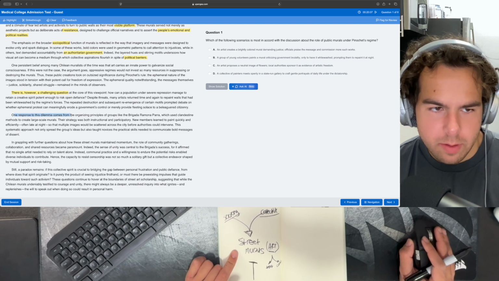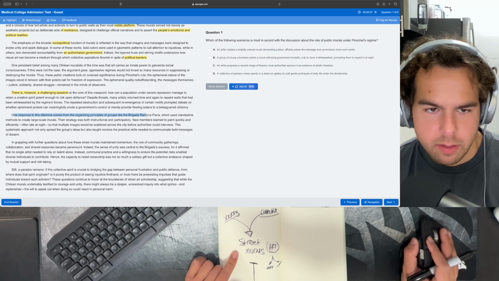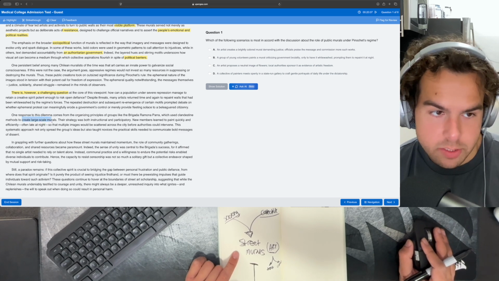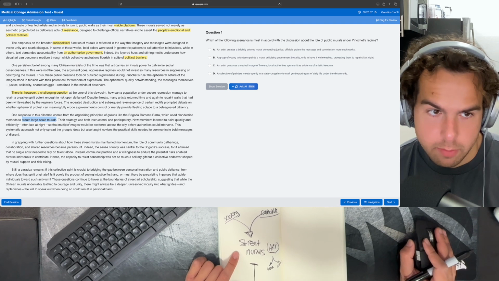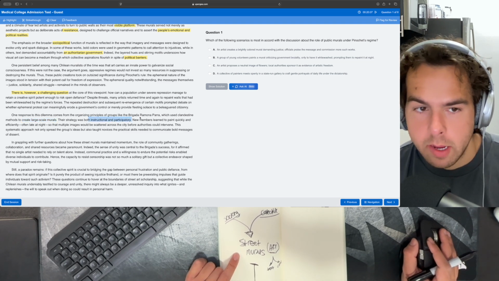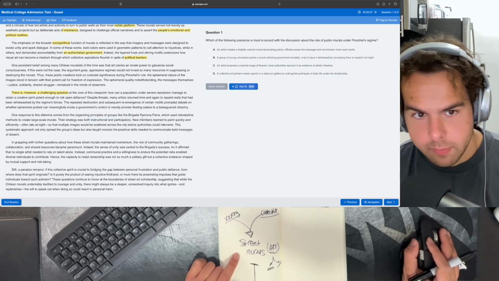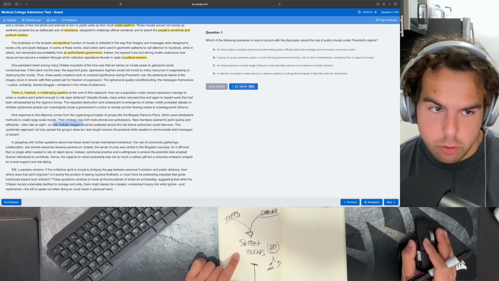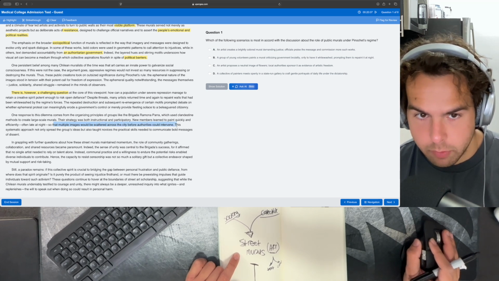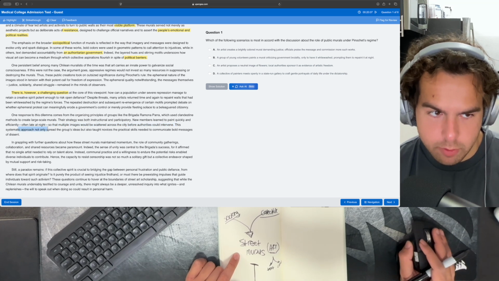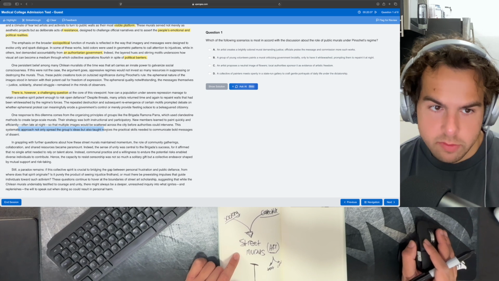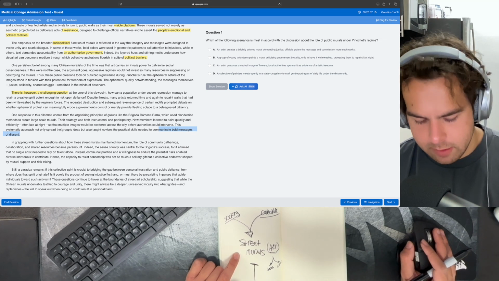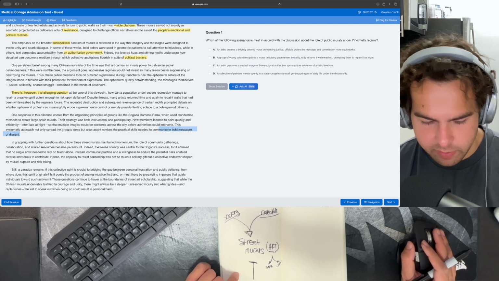So one response to this dilemma comes from organizing principles of groups like the Brigada Romana Para, which use clandestine methods to create large-scale murals. Okay, what does that mean? Their strategy was both instructional and participatory. New members learned to paint quickly and efficiently, often late at night, so that multiple images would be scattered across the city before authorities could intervene. This systemic approach not only spread the group's ideas, but also taught novices the practical skills needed to communicate bold messages of dissent. So essentially, the repression was fought from the government by speed.